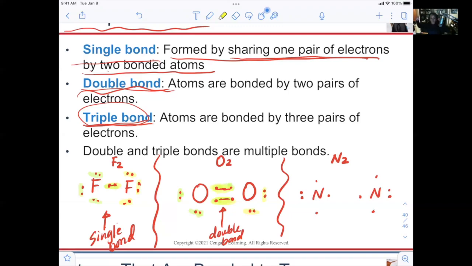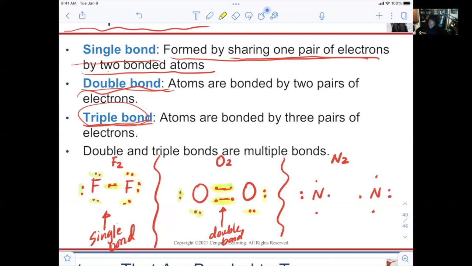Remember, for each element to get to octet, it has to be surrounded by 8 electrons. I just showed you how each of them is surrounded by 8 electrons. They use the electrons that belong to themselves only, and then the electrons that are being shared. So it's a combo of all of those electrons.